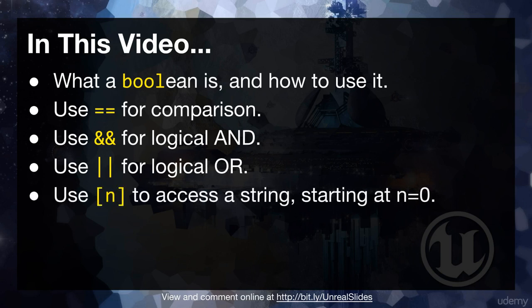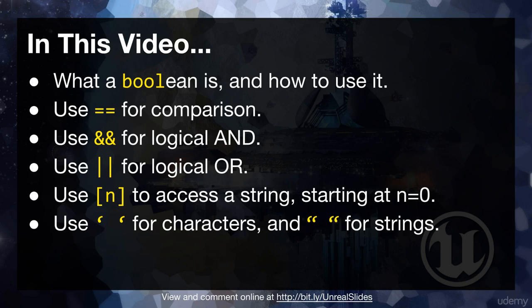And if you want to access part of a string, then you're going to use square brackets and then the number of the character, starting at 0. You'll see all this in context in a moment. And finally, for characters, you need to use single quotes, not double quotes. Characters are in single quotes, double quotes are for strings. So you'll see all that come together as we progress through the video.